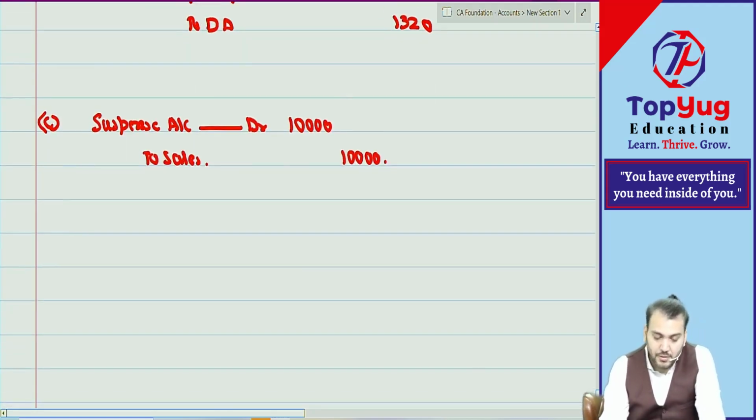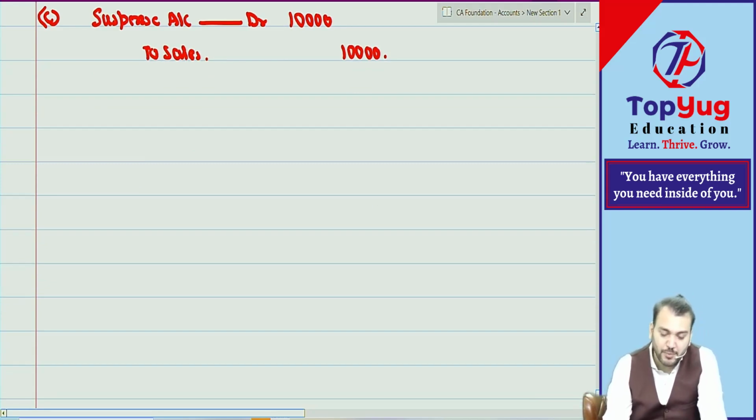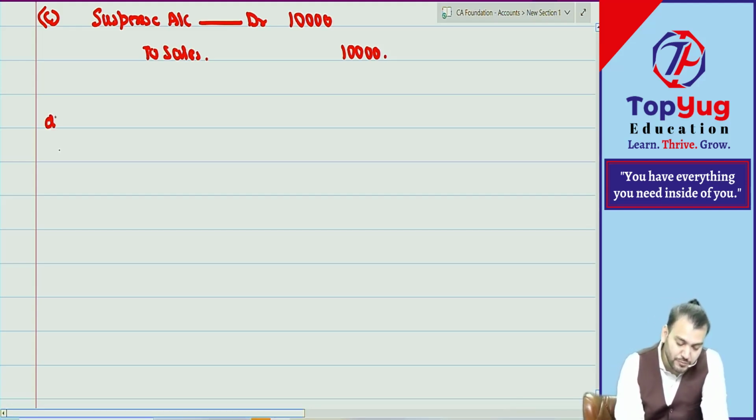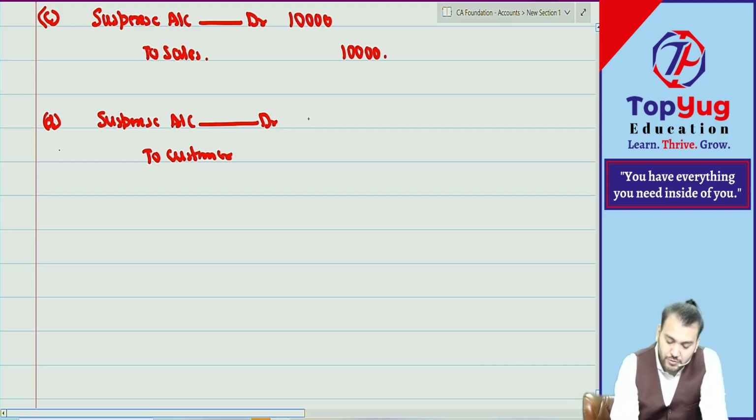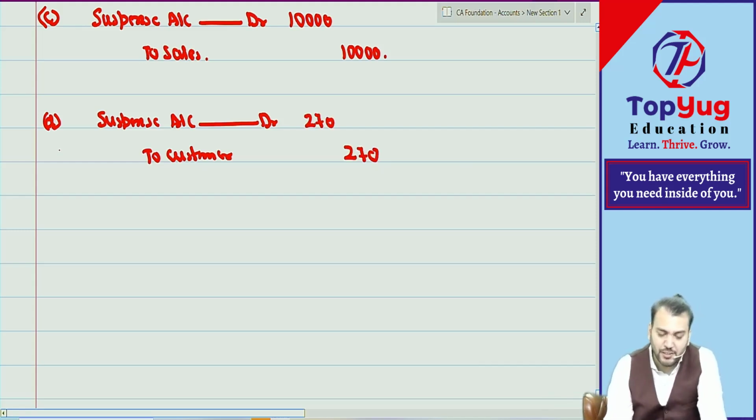10,000. A credit sale of 1,470 has been debited to the customer account at 1,740, which means it was wrongly debited with more amount. So what will you do? You will decrease the customer account. So suspense account debit to customer account. How much? 270. This type you have understood.